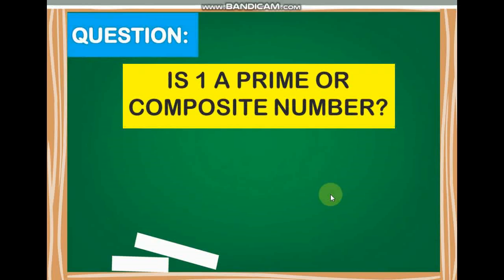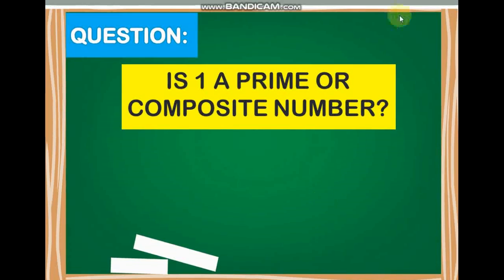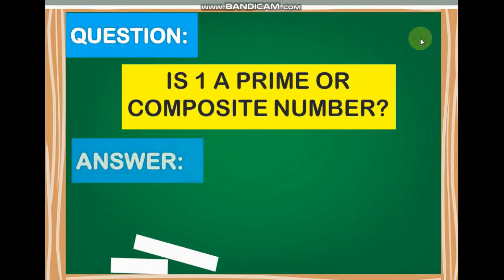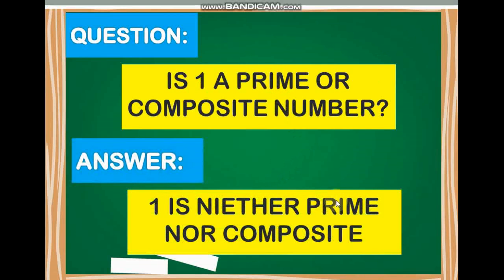Question: is 1 a prime or composite number? Diba sabi nga sa prime, eksaktong dalawa. Sa composite naman, kailangan mas mataas or mas marami sa dalawa. Since 1 is not applicable on the condition given by the prime or composite number, 1 is neither prime nor composite. Hindi siya prime, hindi siya composite.